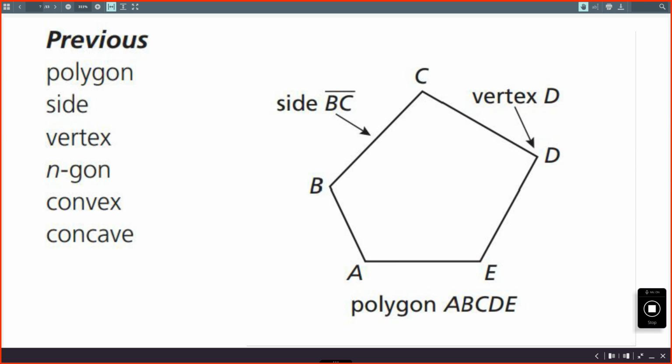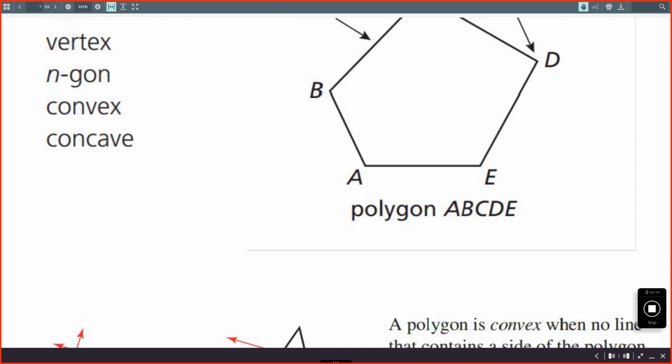Okay, so in a pentagon, there are 5 sides. There are also 5 angles. There are also 5 vertices. Later on, when we do the consumable, you will be asked to identify what kind of polygon it is based on the number of sides. And then we will be asked whether it's a concave or a convex polygon.